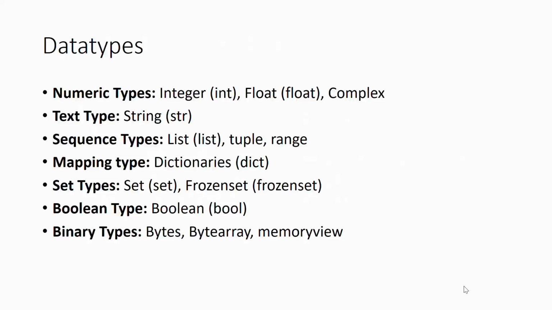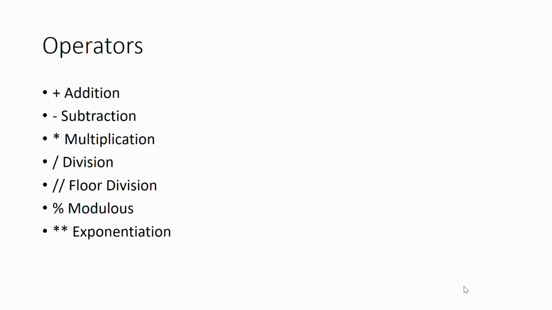Then we have set types. Here we have sets. Then we have Boolean type. The values for this are true or false. Then we have the binary types. Like I stated earlier, we are going to focus on integers, float, and string in this video. Okay, so now let's look at some operators.